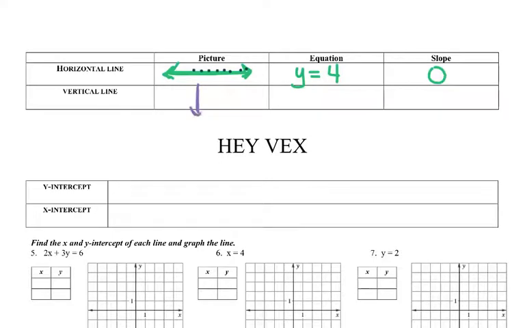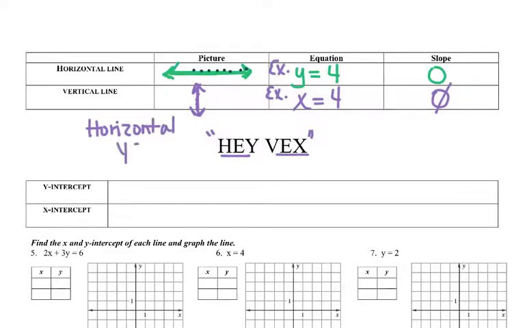Similarly, a vertical line, which has no slope or undefined slope, has an equation of x equals. These are just examples. It's not saying every horizontal line is that, but just as an example, every x coordinate on a vertical line is the same. So we have a nonsense word, havex, that helps us remember that a horizontal line is y equals, and a vertical line is x equals. It's easy to confuse, so havex helps us remember.